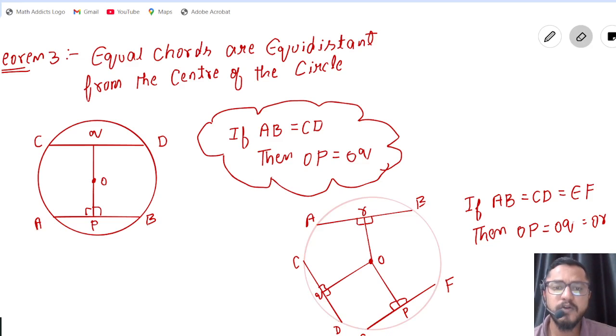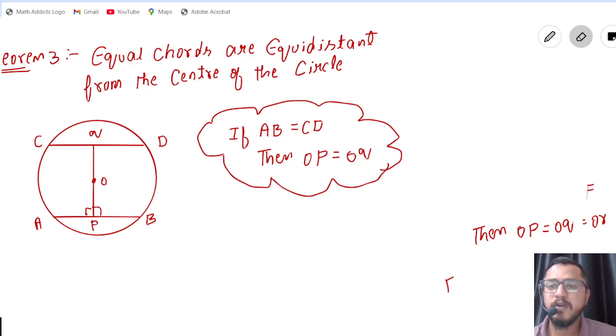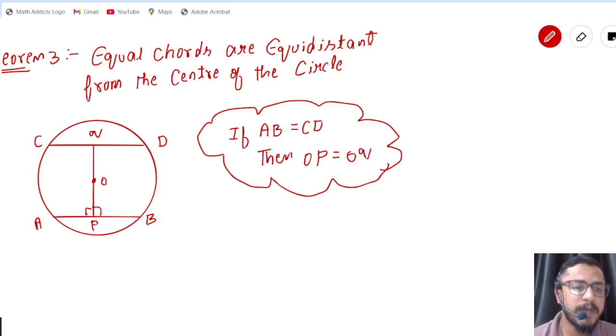Okay, now we'll move on to proof. I'll erase this one. So just recall what the parts of a theorem are. It will be given, to prove, and if a construction is there, then the construction, and then we'll write the proof. Okay, now first, what is given? Write down the given.